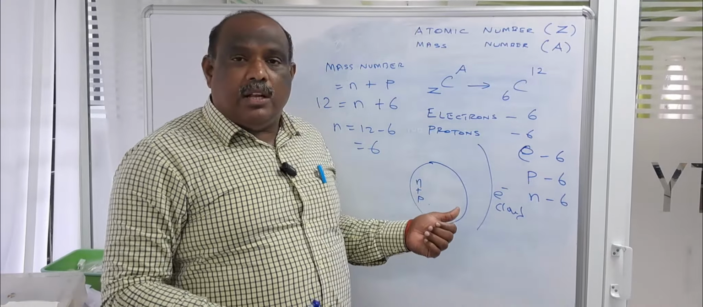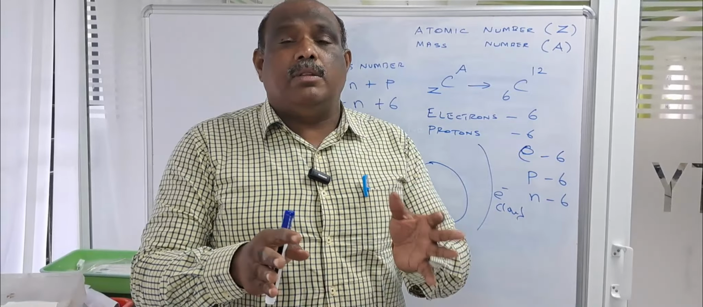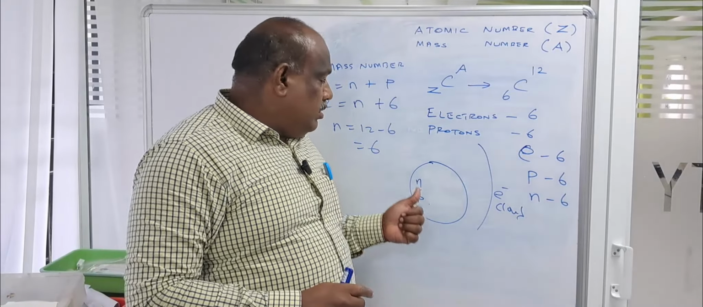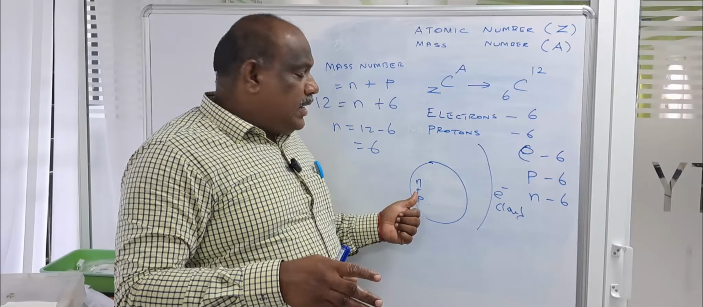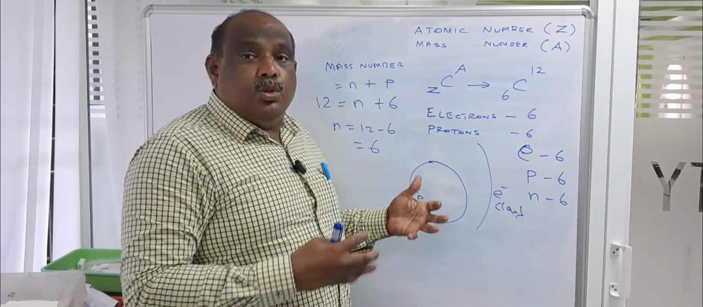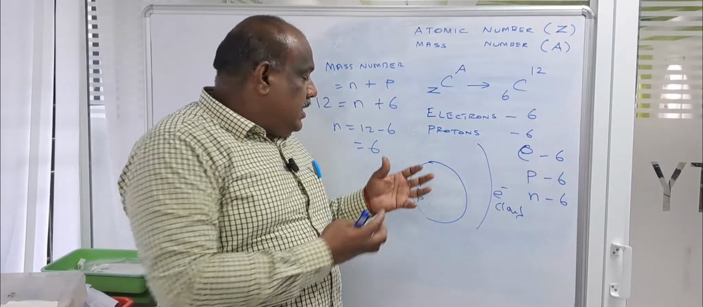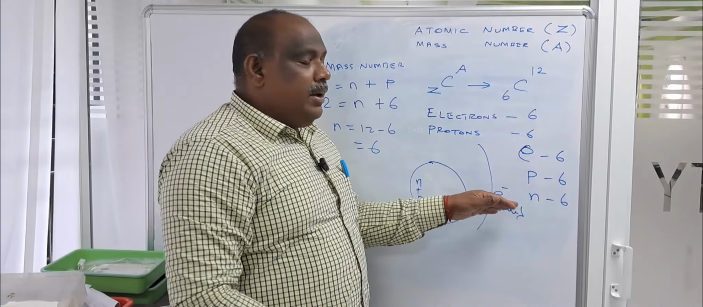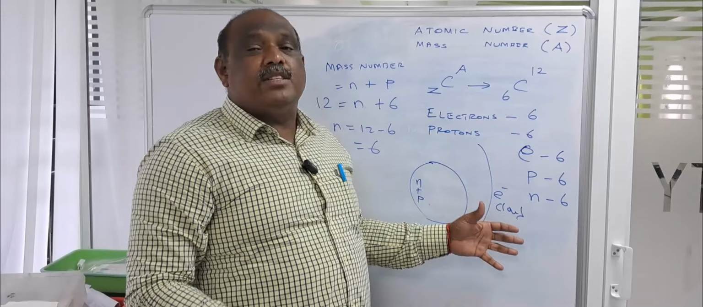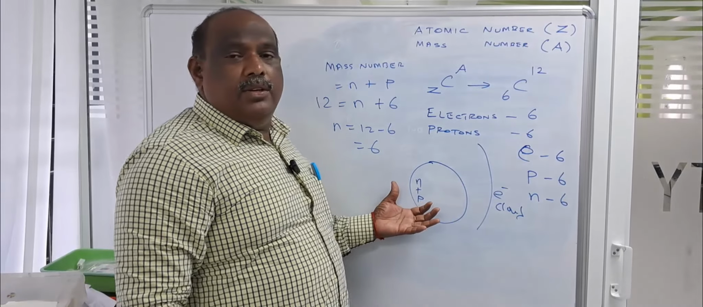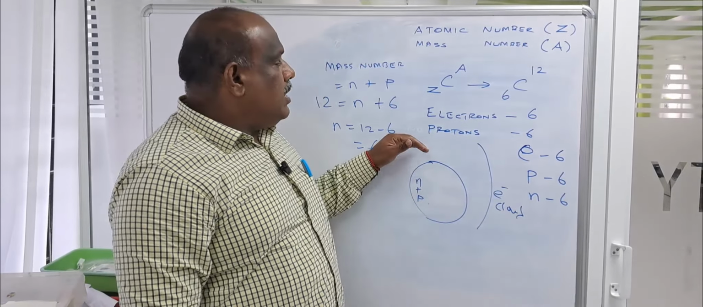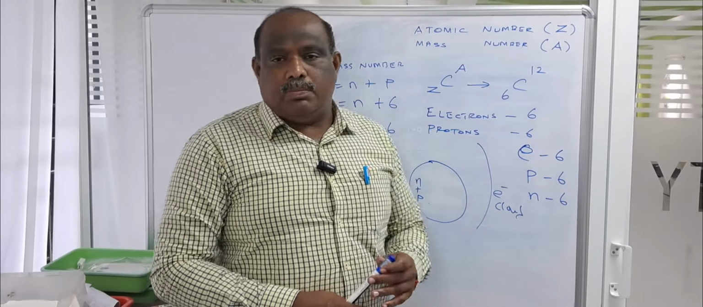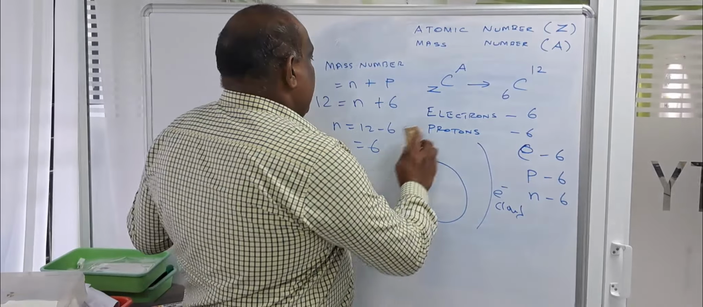Similarly, the mass of the neutron is also almost the same as the mass of the proton. Okay, the mass of the neutron is also what? Almost the same as the mass of the proton. So the total bulk mass is in the nucleus only. So we are neglecting the mass of the electrons. Even though they carry some mass, compared to the mass in the nucleus, they are negligible. And the mass number is nothing but what? Number of neutrons plus number of protons. Okay, fine.